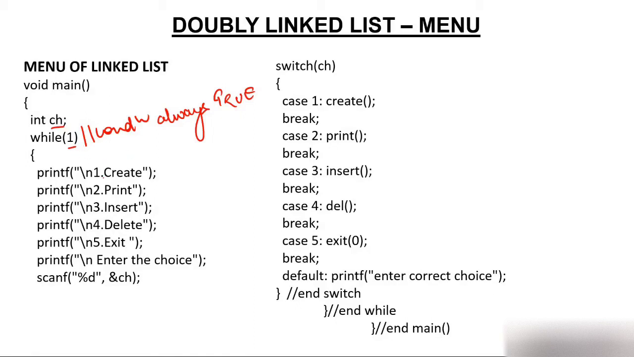Now you have plenty of options. If you press 1, you can create, 2 for print, 3 for insert, 4 for delete, 5 for exit. Enter your choice. What do you want to do? Suppose I want to delete, because I've already done all these things. Now my job is to delete a node. So I'll press 4. The moment I press 4, ch will have value 4, switch will have value 4, and we'll jump to case 4. In case 4 we are calling a del function. So let's move to the del function.